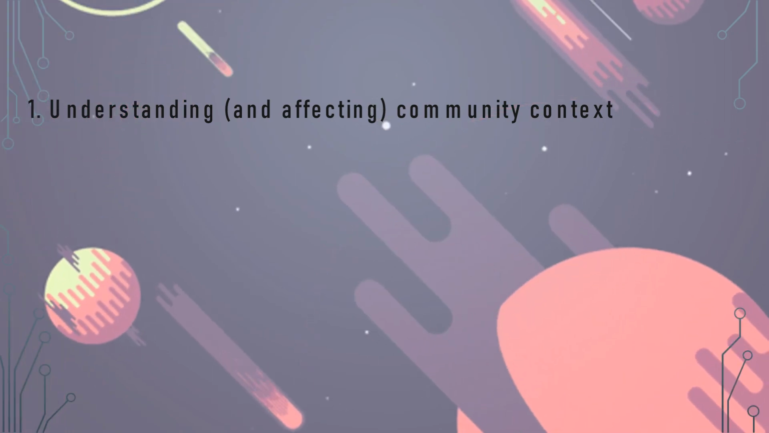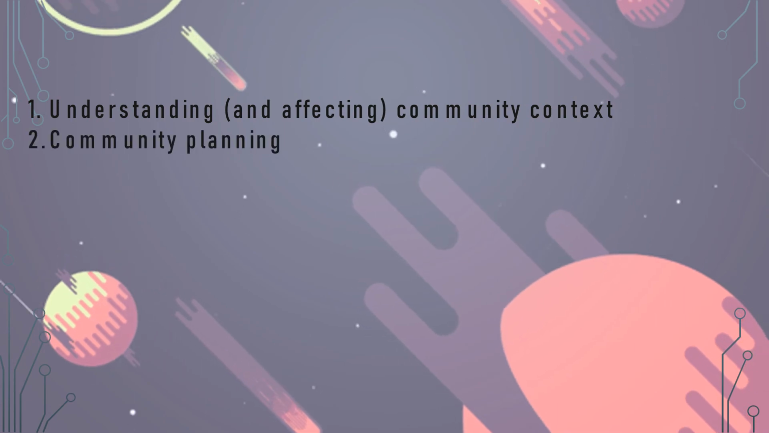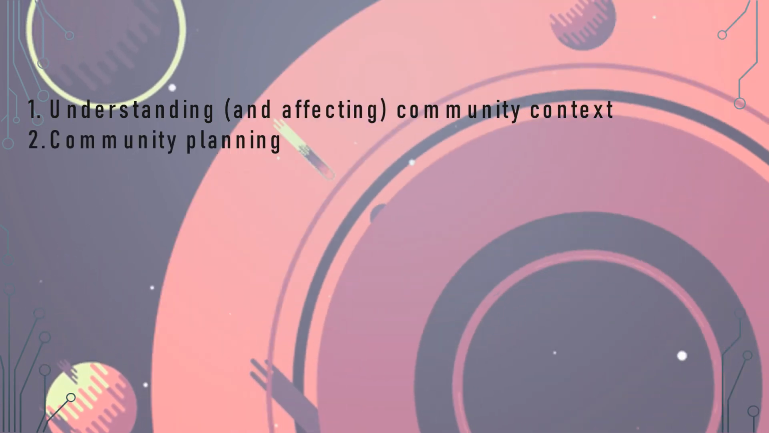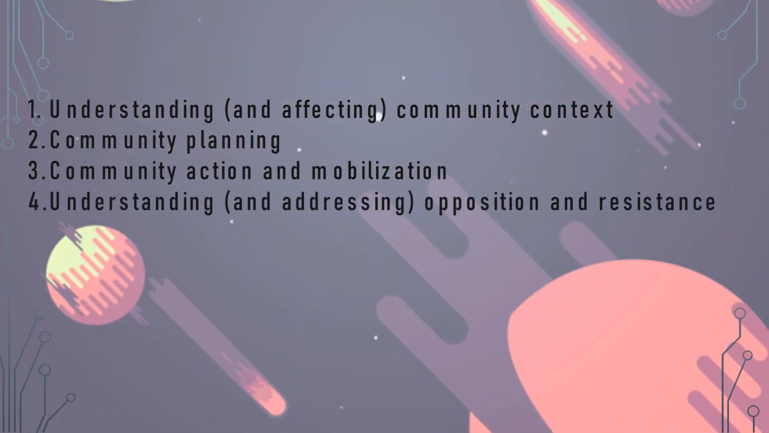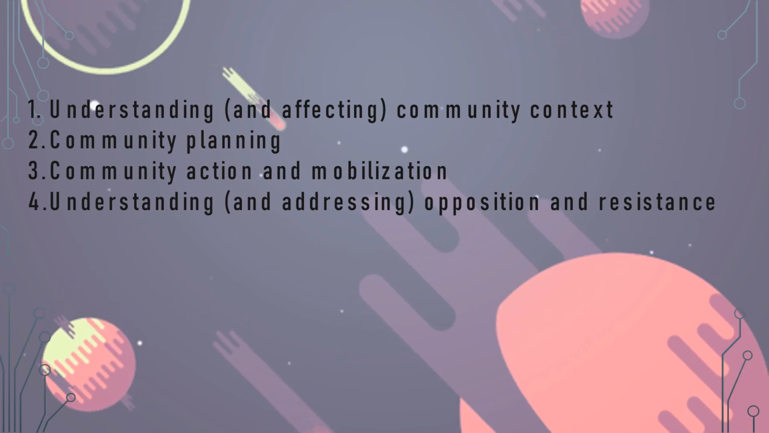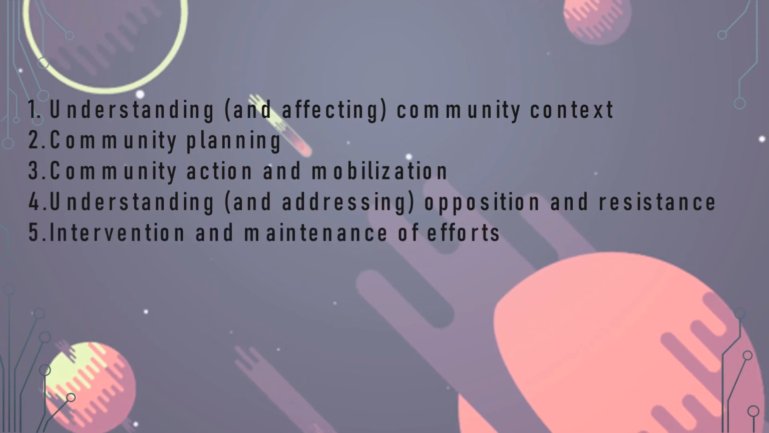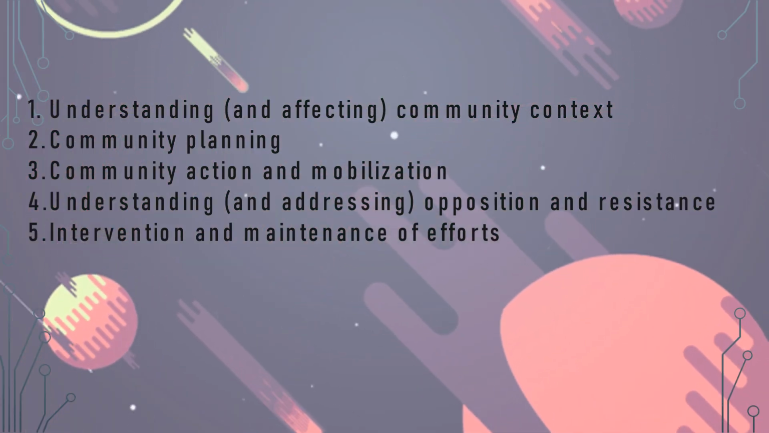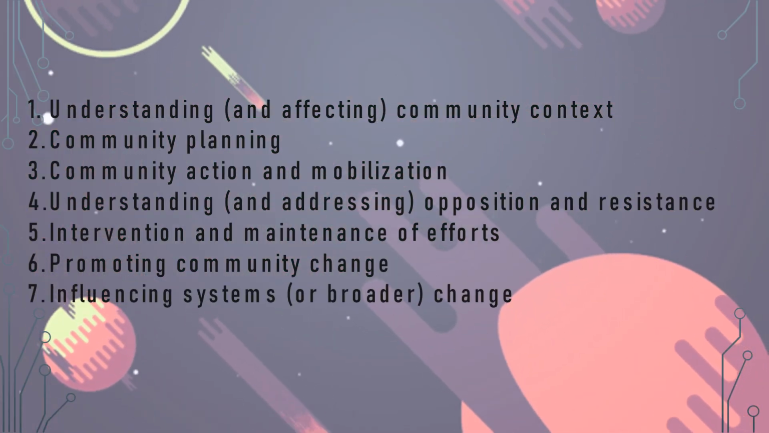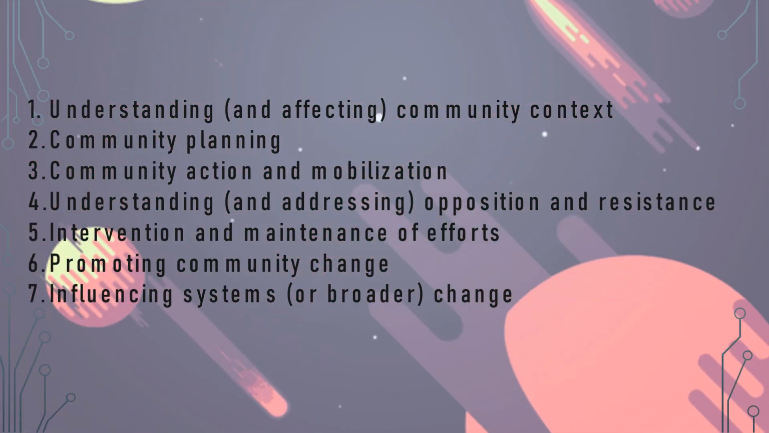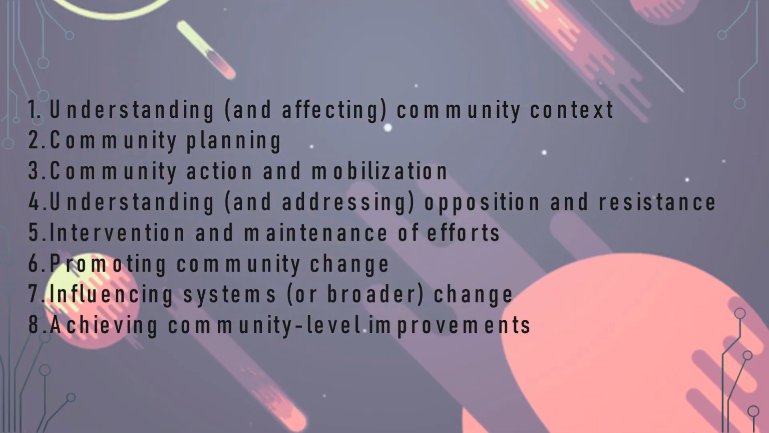Number 1, understanding and affecting community context. Number 2, community planning. Number 3, community action and mobilization. Number 4, understanding and addressing opposition and resistance. Number 5, intervention and maintenance of efforts. Number 6, promoting community change. Number 7, influencing systems, or broader, change. And number 8, achieving community-level improvements.